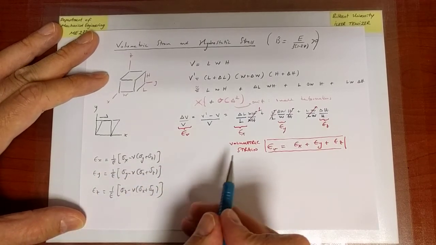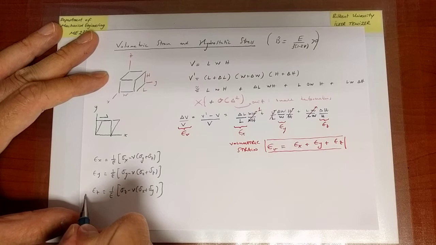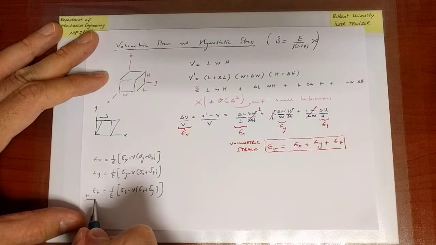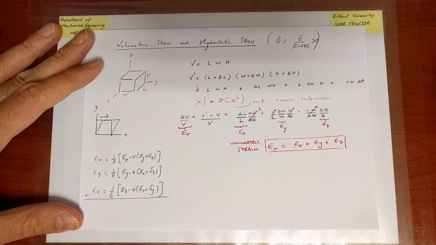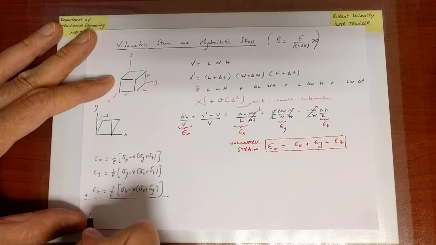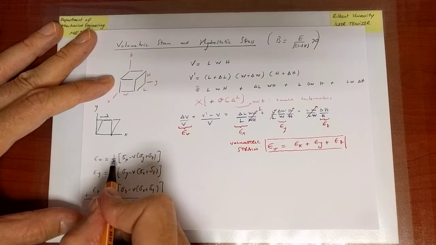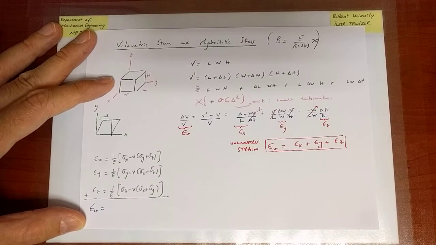Now, what I'm going to do is, with this knowledge of the new quantity, epsilon v, I'm going to sum both sides. And on the left, I will have the sum of the normal strains, which is equal to epsilon v. And on the right, I will have 1 over E.